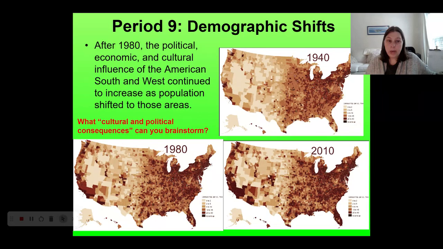Of course, remember that when population moves, it moves political power with it. So we're going to see increasing political power moving into these states. States like Florida and Texas and California have become increasingly important in national politics, as their populations increase and they get more power in the electoral college, those kinds of things.